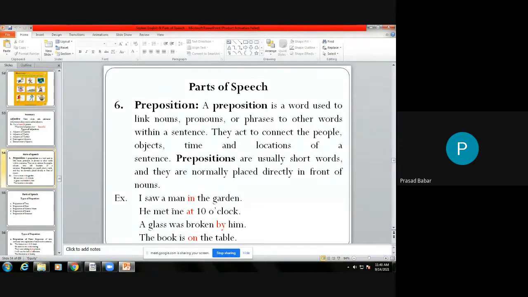Okay, so prepositions are usually short words, and they are normally placed directly in front of nouns. Okay, normally what we do, we place these prepositions before the noun. So that is why these are called prepositions. Next we will see its examples.